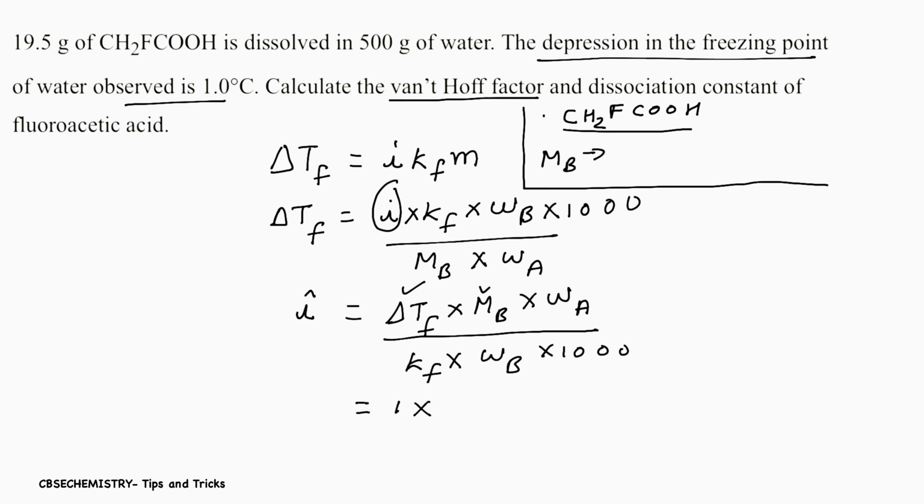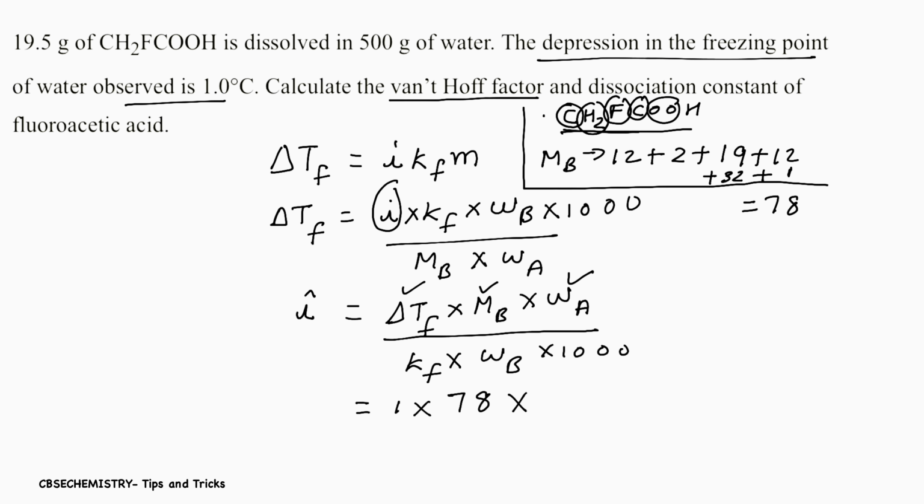Then now MB, molar mass of fluoroacetic acid. See, we can find it. So for carbon, atomic mass is 12. For hydrogen, 2 into 1, 2. Then for fluorine, we know it is 19. For again carbon, 12, plus, you can see 2 oxygen, so 16 into 2, that is 32, plus you can see hydrogen. On adding all these values you will get 78. So molar mass of fluoroacetic acid is 78.